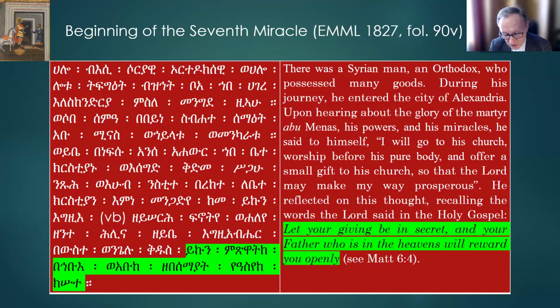possessed many goods. During his journey, he entered the city of Alexandria. Upon hearing about the glory of the martyr Abu Menas, his powers and his miracles, he said to himself, 'I will go to his church, worship before his pure body, and offer a small gift to his church, so that the Lord may make my way prosperous.' He reflected on this thought, recalling the words the Lord said in the Holy Gospel, 'Let your giving be in secret, and your Father who is in heavens will reward you openly.'"